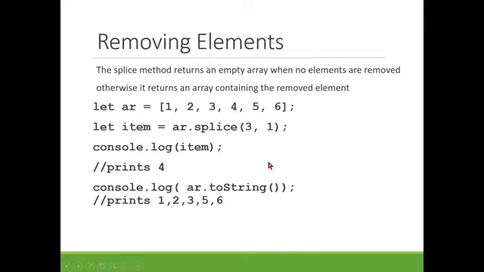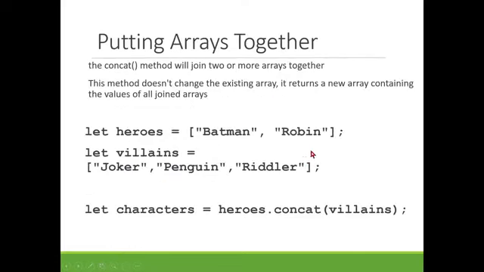Remember, you can only pop from the end of the array. You cannot pop from the middle of the array. You have to use splice for the middle. If we want to combine arrays, we can use concatenation, and it's just one array dot concat. You give it the second array, and this will create a single array. I'll do this in the slides. This will create a single array with all the values from both of them. In this case, heroes would be first and the villains would be second.